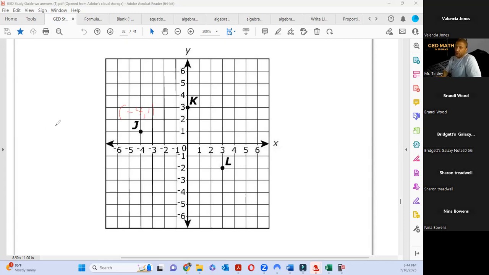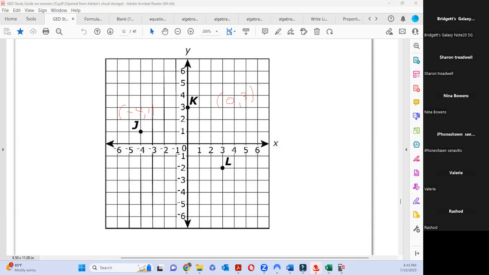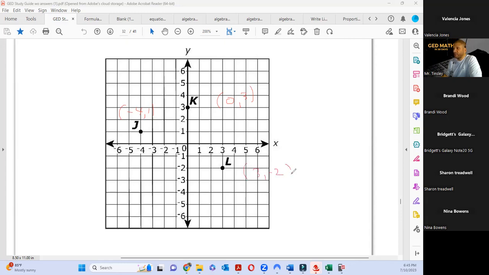Sharon? What's K? 0, comma, +3. And who wants to try L? So Valencia and Sharon already went. Besides Valencia and Sharon, who wants to give me the ordered pair, or the location of point L? Brandy: I might be wrong, but is it 3, -2? Yep. 3, -2. That's it.